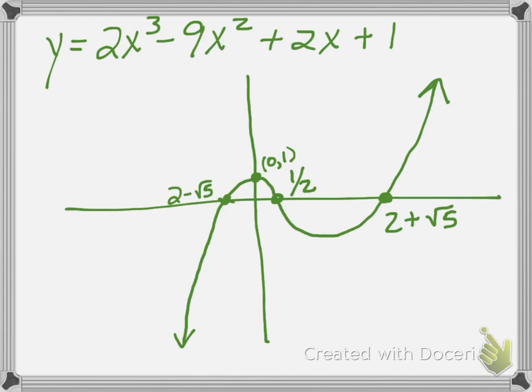So all of this in our textbook is section 5.5, the zeros of a polynomial function. And the main thing that you have to look for is what are the possible rational roots.